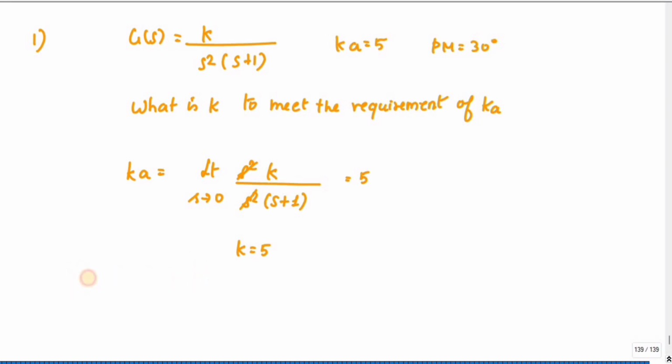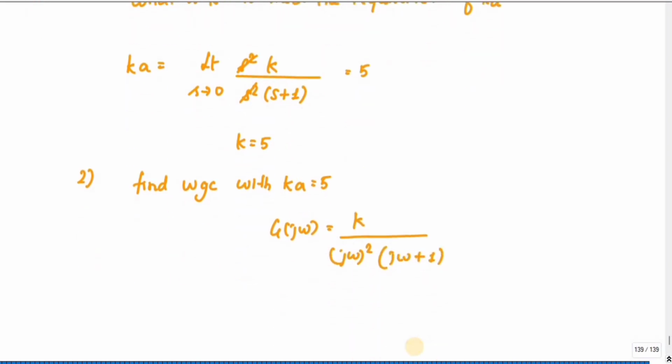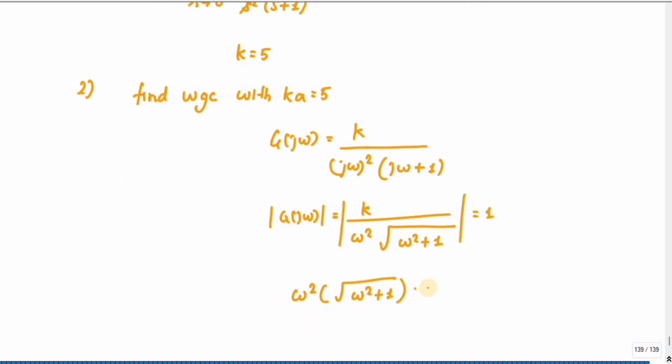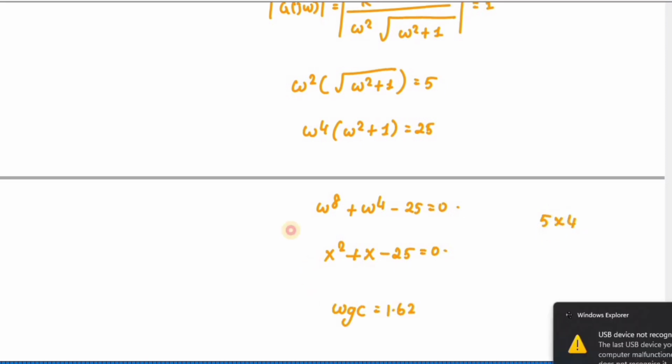They are asked to find the value of ωgc when K is equal to 5. So G(jω) = K / ((jω)² (jω + 1)). If I take the magnitude, I will get K / (ω² √(ω² + 1)). I equate it to 1 in order to get the value of ωgc. So ω² √(ω² + 1) is equal to 5 since K is equal to 5, and if I take the square, I will get ω⁴ (ω² + 1) = 25. And if I bring the ω⁴ inside, I will get ω⁸ + ω⁴ - 25 = 0.